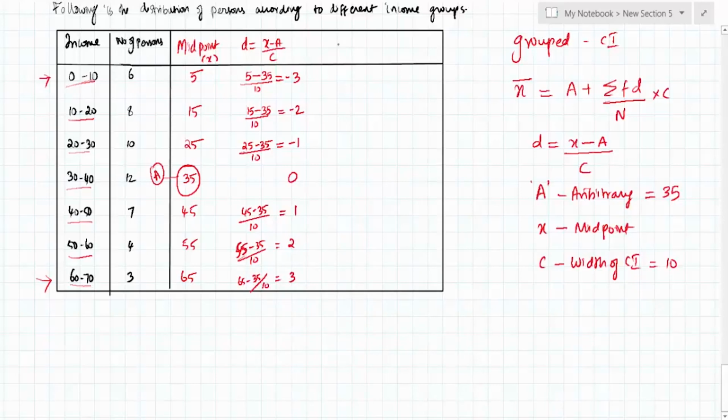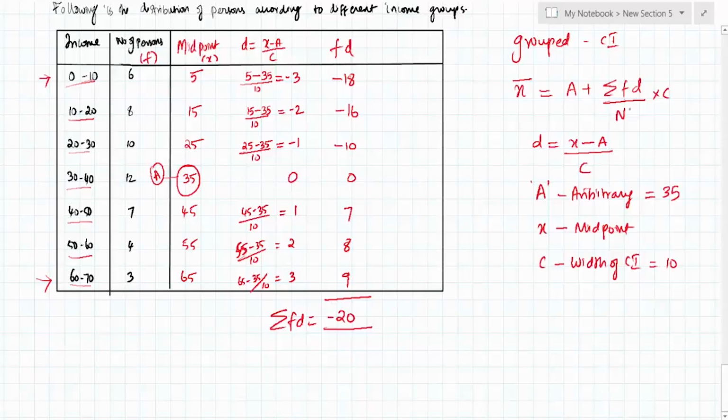Then what you have to find is FD, that is frequency should be multiplied with D, and the number of persons are nothing but frequency. So 6 into minus 3 is minus 18, 8 into minus 2 is minus 16, 10 into minus 1 is minus 10, 12 into 0 is 0, 7 into 1 is 7, 4 into 2 is 8, and 3 into 3 is 9. Now going by the formula, what we have to do is we have to find the summation of FD. That is, if I total this, I would get the summation of FD, and that is minus 20.